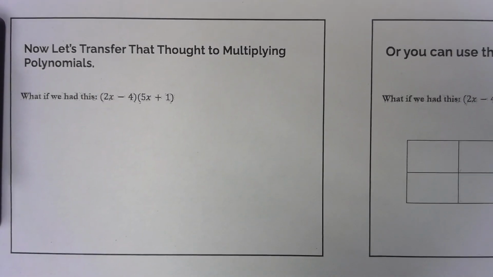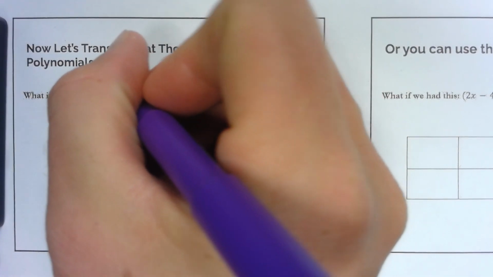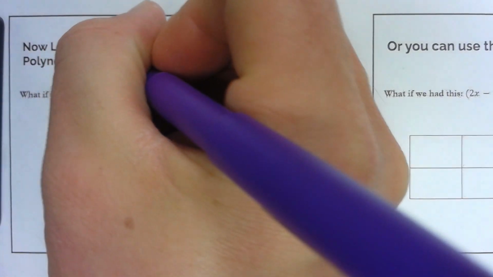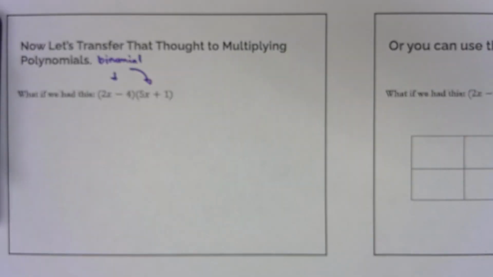Okay, let's transfer that same idea to multiplying polynomials. One thing I want to point out is that this is considered a binomial. They're both considered binomials, meaning there are two terms. That prefix bi is implying that there's two.